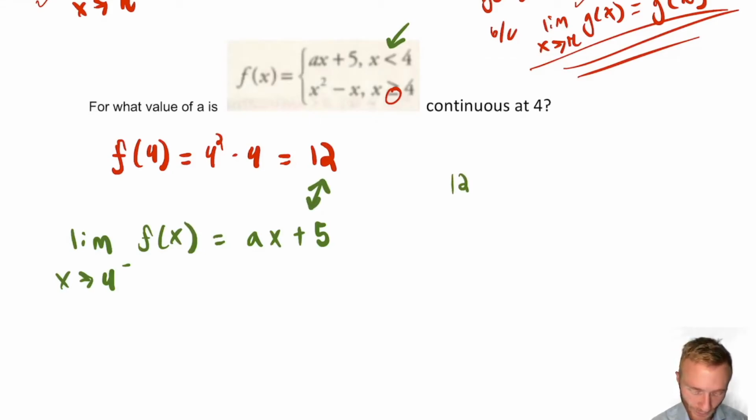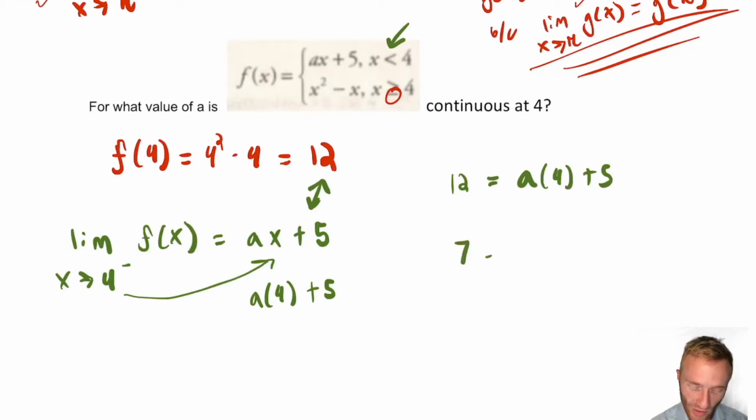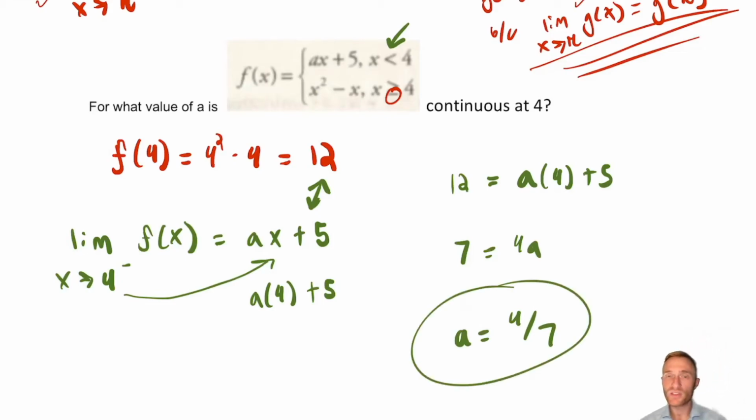So 12 equals, oops, I started to write this a, and then I'm like, oh, I forgot to plug in that 4. So this is going to be ax plus 5. 12 equals a times 4 plus 5. A is what we're trying to find. 7 equals 4a. A equals 7 divided by 4. So that's how you could solve for a missing value.